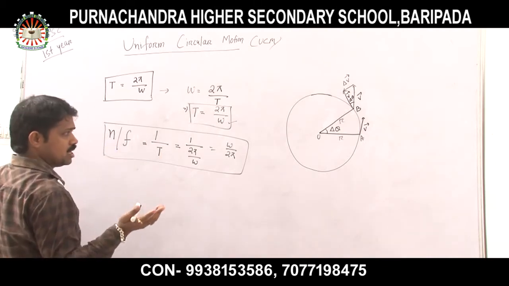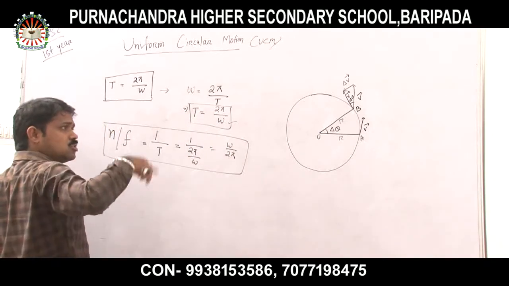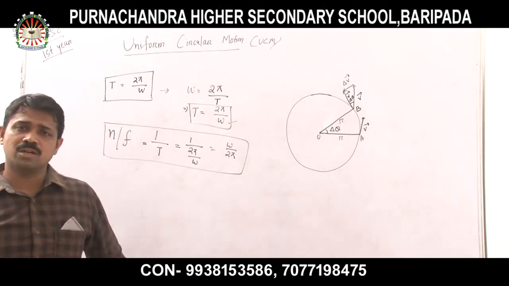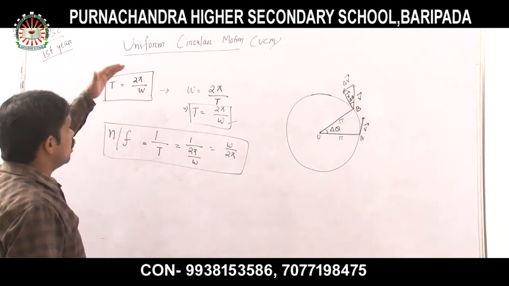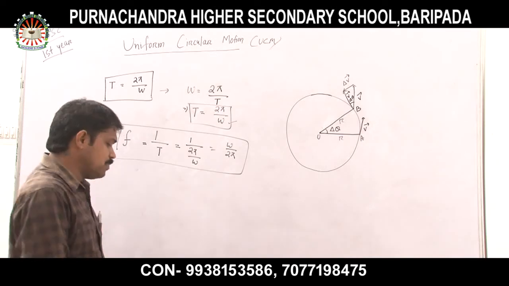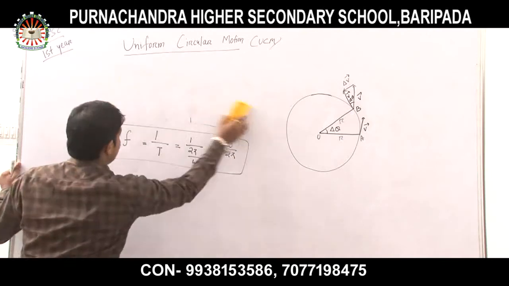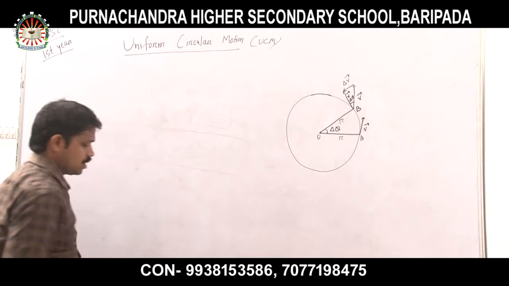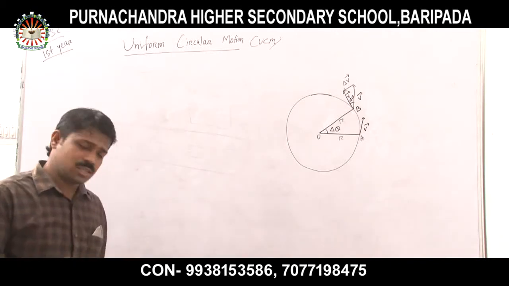Very simple. Understood? So 2 pi by omega is the time period of revolution, and the frequency of revolution is omega divided by 2 pi. Understood all of you? Okay, so these are the important points about uniform circular motion. So this is all about the frequency and the time period.